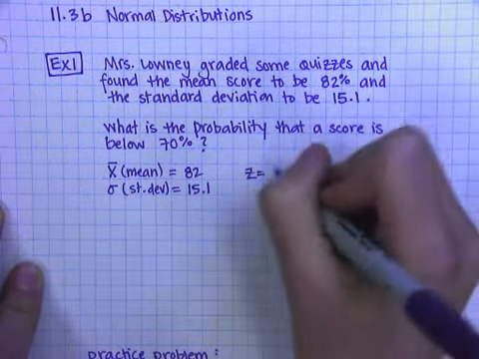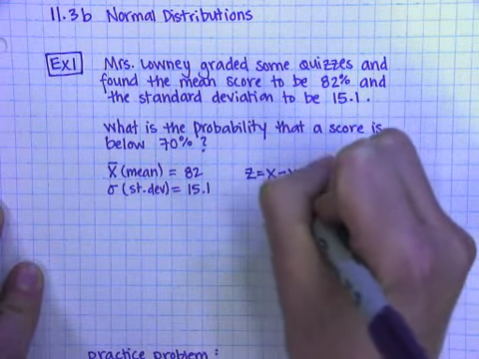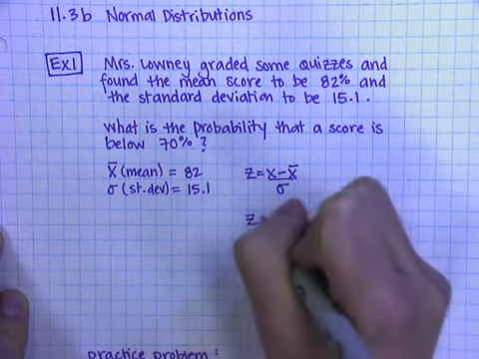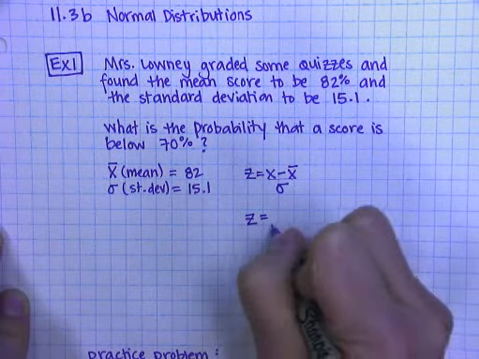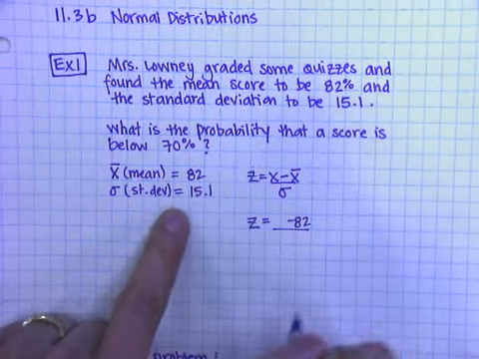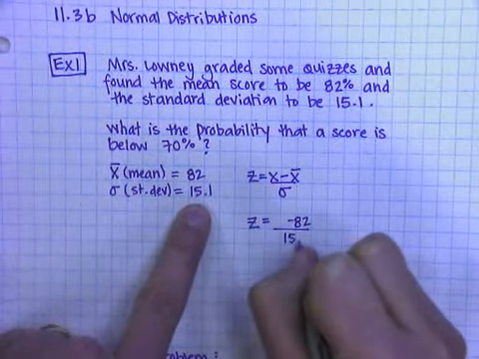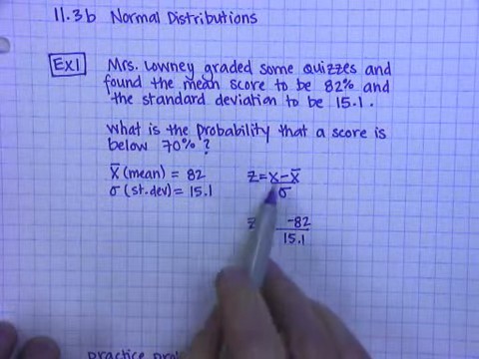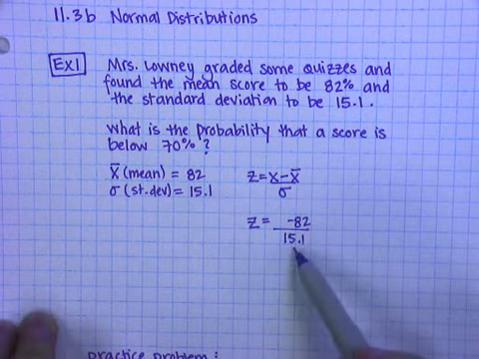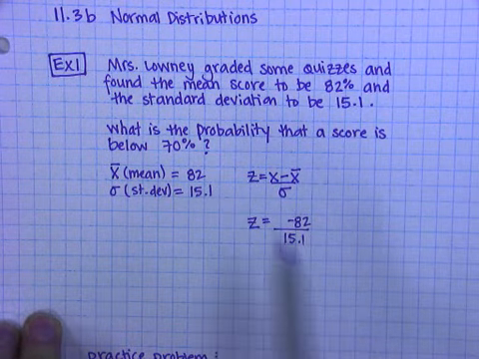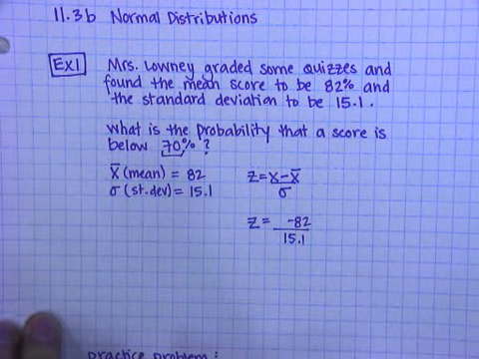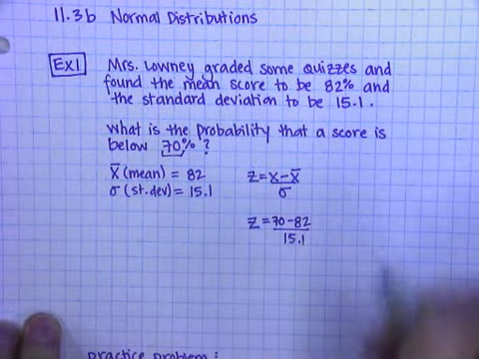So I'm going to say z equals, and I'm going to use the formula out of the notes from the other night, so x minus x bar over sigma. Now when I find z, I know that x bar is my mean, so I'm going to put an 82 there. And I know my sigma is 15.1. But the x, what is this x? Well, if you set up the problem this way and you fill in x bar and sigma first, it makes it easier to figure out what x is. So x is always going to be the last number that we haven't used yet. So in this problem, it's going to be 70 for us.